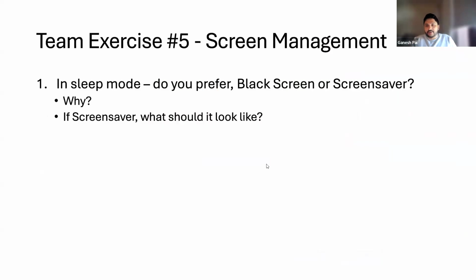So now this is just to do with screen management. Do we want the screen to go black? Do we want the screen to remain active at all times? Or do we want it to go into a black screen or a screensaver mode? Why do you think it needs to do any of the three? And if you do want a screensaver, what do you think it should look like?